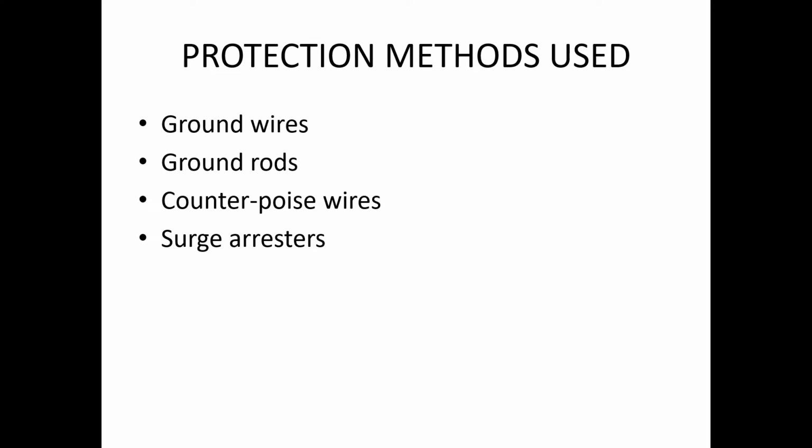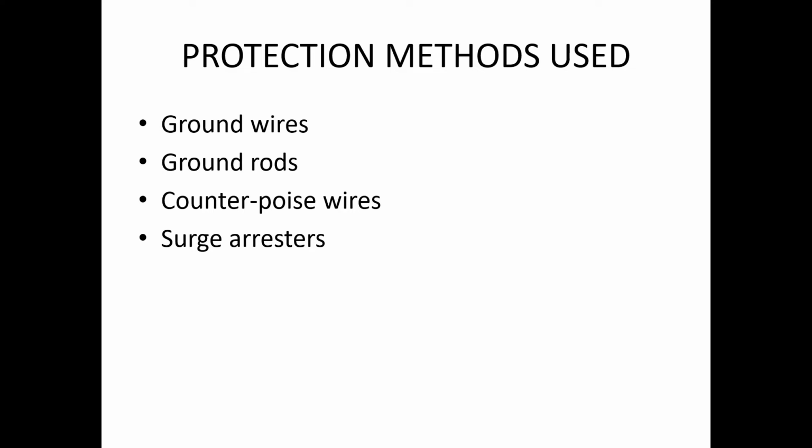Normally faults are classified into two types, symmetrical and unsymmetrical, and a three-phase fault comes under symmetrical fault. An unsymmetrical fault is further classified into three types: line to ground fault, double line fault, or double line to ground fault.